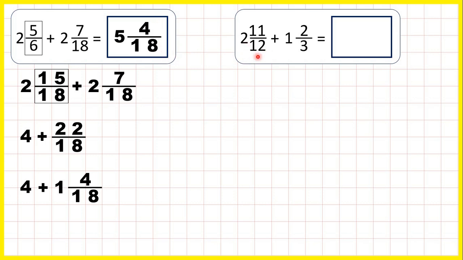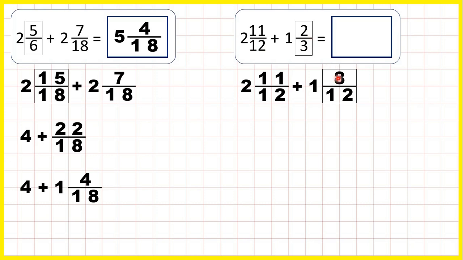Now 2 and 11/12 plus 1 and 2/3. To add mixed numbers, we need the fractions to have the same denominator, so because 12 is in the 3 times table, we need to find an equivalent fraction to 2/3 which has a denominator of 12. So we can rewrite our question as 2 and 11/12 plus 1 and 8/12.